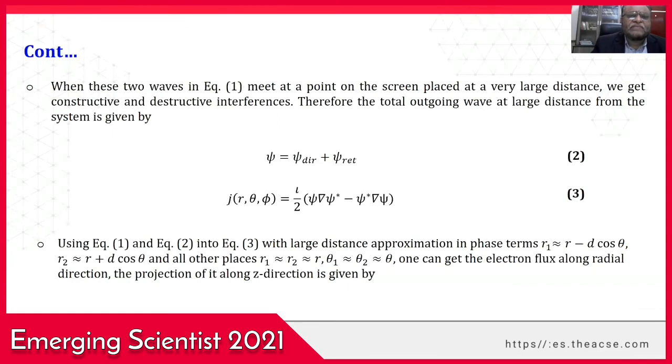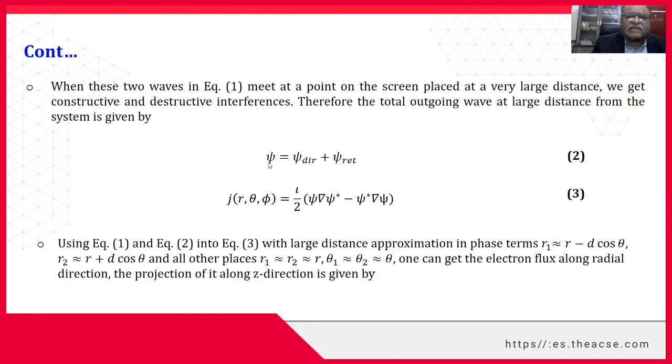When these two waves reach the observation plane, they superimpose on each other. We will get the final wave, that is psi equals psi direct plus psi returning. After getting this final wave, we put it into formula number 3 that defines the electron flux in terms of the total wave function. When I put this wave function into this expression, we will get the electron flux on the screen.